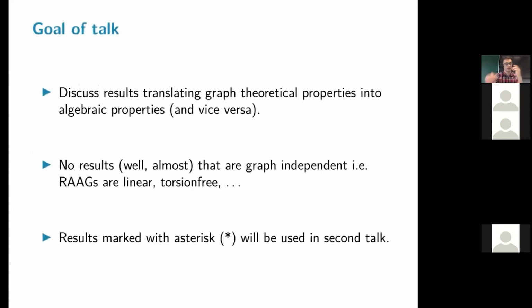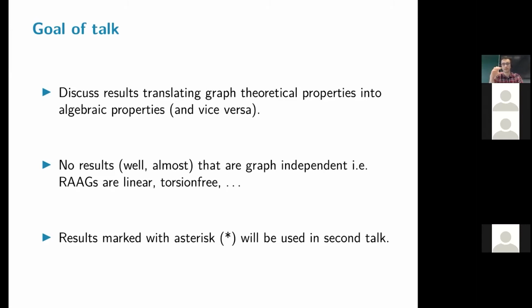Okay, with the etymology and the context behind us, we can go to the main point of the talk. So as I said in the beginning, the goal of the talk is to discuss results that translate graph theoretical properties into group theoretical properties and vice versa. So maybe characterizations of certain group theoretical properties in terms of the graph.